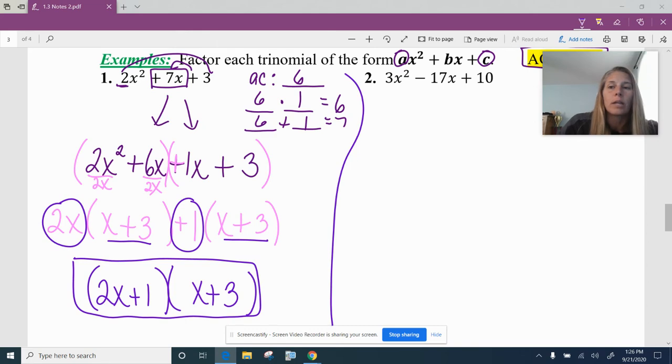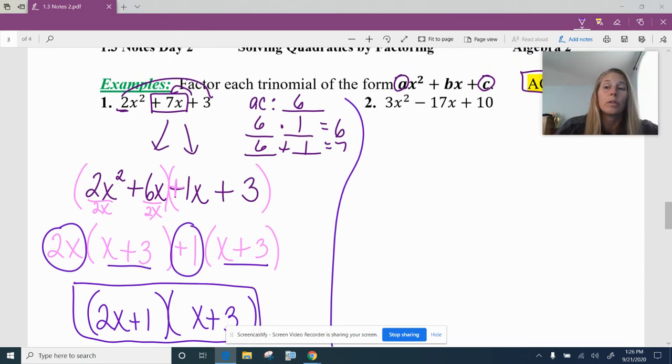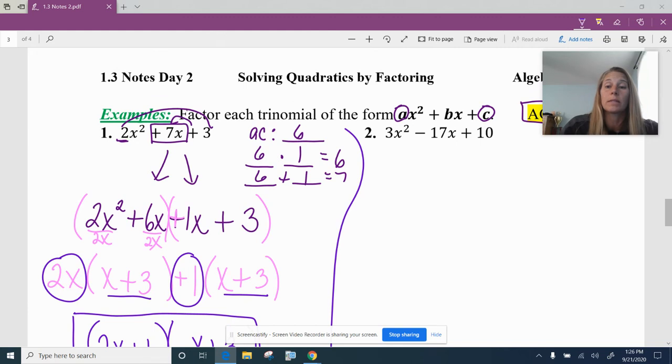All right, so let's take a look at number 2. For number 2, we're kind of going to do the same setup here. There is no GCF we can divide out of these 3 terms. So we're going to multiply 3 and 10 and come up with our AC number of 30. And then we're going to have to figure out what 2 numbers multiply to get 30 and add to get 17.